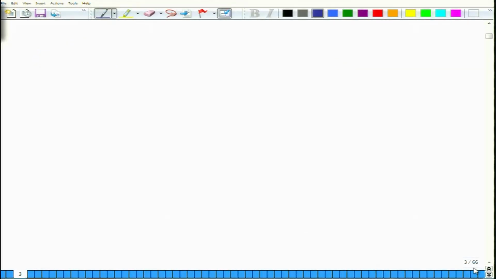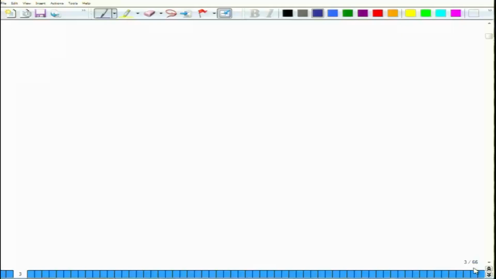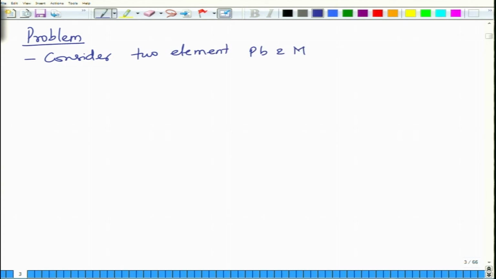Now what we are going to do in this lecture is take up a problem: suppose you are given a certain amount of data, how can you construct a phase diagram. So essentially problem solving in that sense. So let us look at it, it's a problem basically. The problem statement is, consider two elements, let us say lead and magnesium.